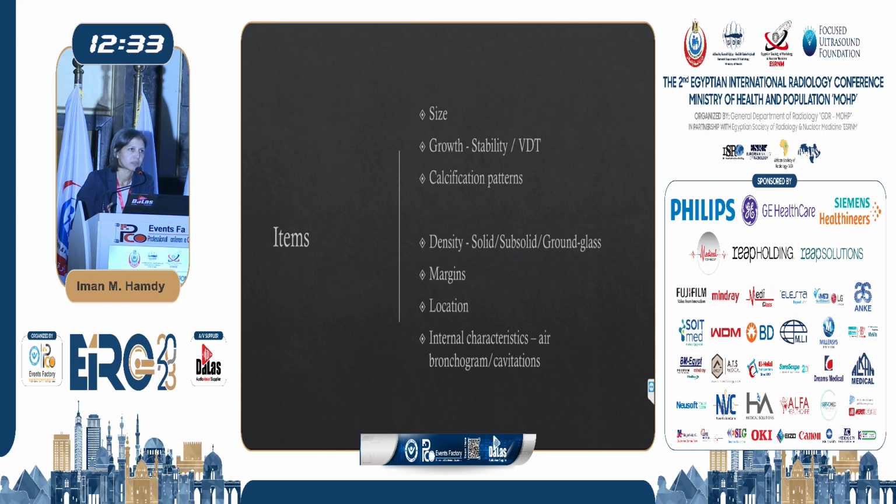The items that we should look for to decide whether they are benign or malignant: the size, the growth or stability. And in this case, it's very important to look for old investigations, old studies if possible, calcification patterns, the density, the margins, the location, and internal characteristics such as air bronchogram or cavitations.